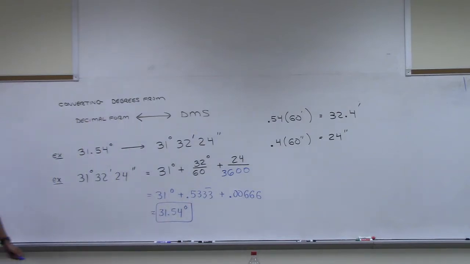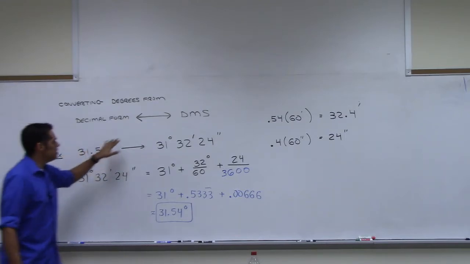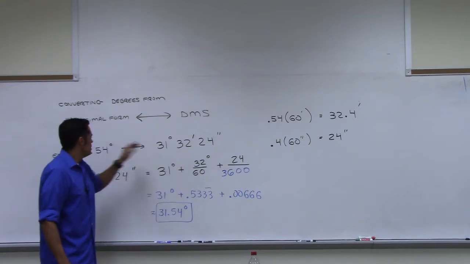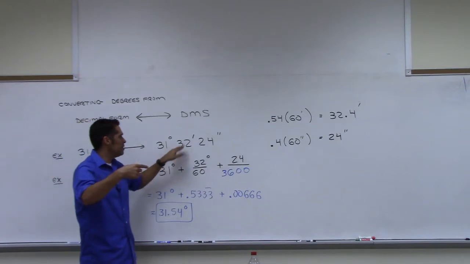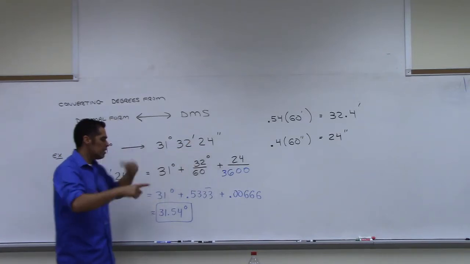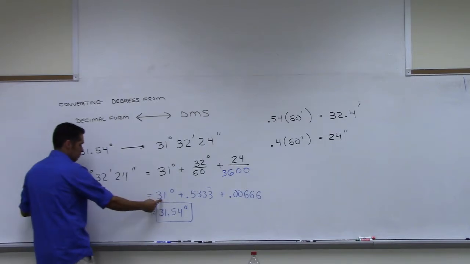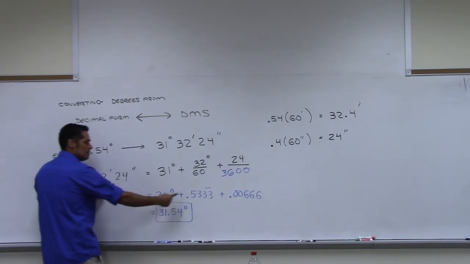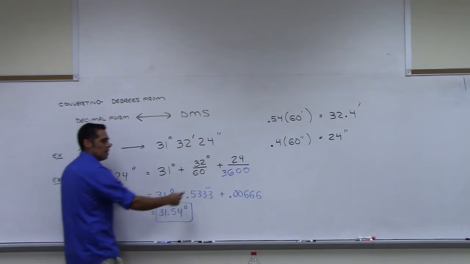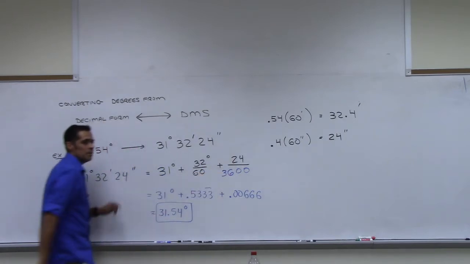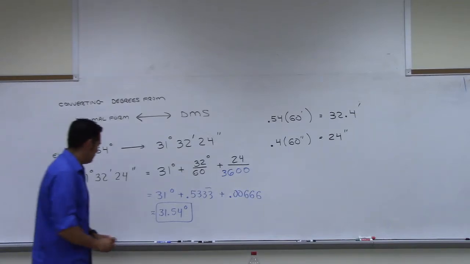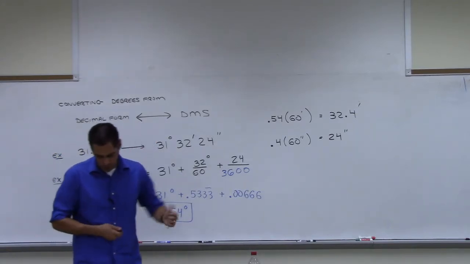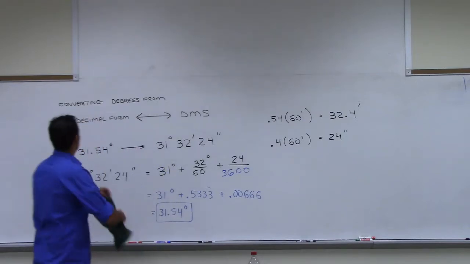Is that fair? Okay. Going from degrees to degrees, minutes, seconds, take the decimal, hit it with 60, write down the integer, take any remaining decimal, hit it with 60 again, write down the integer. Going the other way, take 31, or whatever the degree is, plus whatever the minute is divided by 60, plus whatever the second is divided by 3,600. Yeah, fun stuff. I really don't like this stuff, but.